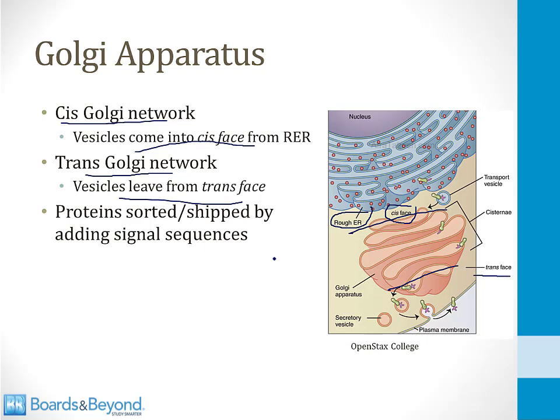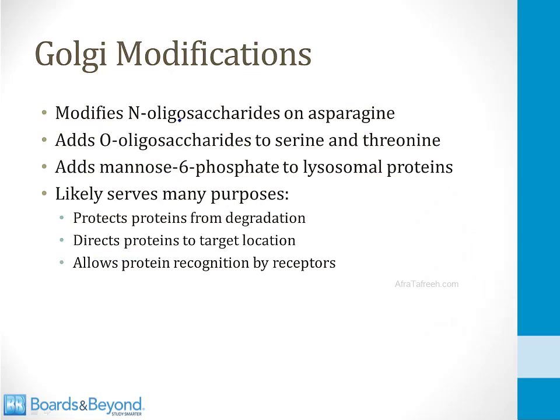And while proteins are in the Golgi apparatus, they are sorted and shipped by adding signal sequences to the proteins that help direct them where to go. So let's talk about some of those protein modifications that are known to occur in the Golgi apparatus. It's very well described that the Golgi apparatus can modify N oligosaccharides on asparagine. We'll talk about this in a minute. The Golgi can also add O oligosaccharides to the amino acids serine and threonine. We'll also talk about that. And then finally, the Golgi can add mannose 6 phosphate to proteins destined for lysosomes, and we'll also talk about that.